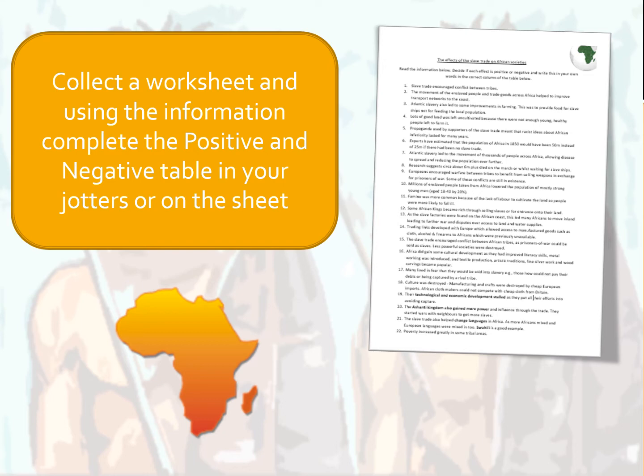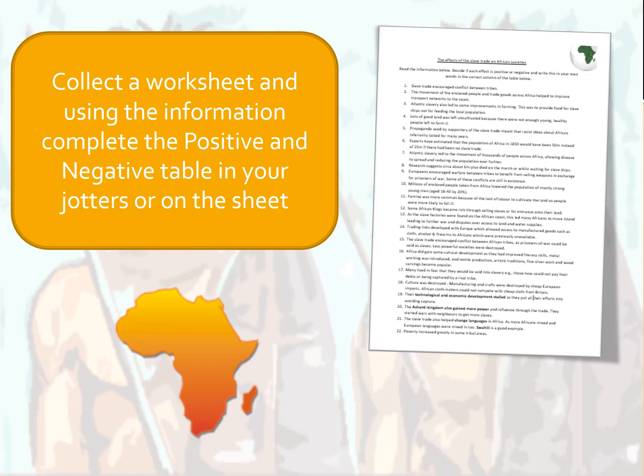So what you're going to do just now is use the worksheet, which looks something like this, and it has a lot of information on the positive and the negative aspects of the slave trade. You're going to draw a table in your jotter, or you could choose to do it as 2 mind maps or just 2 headings. That's absolutely fine. I would maybe take a double page and do positives on one page and negatives on the other.